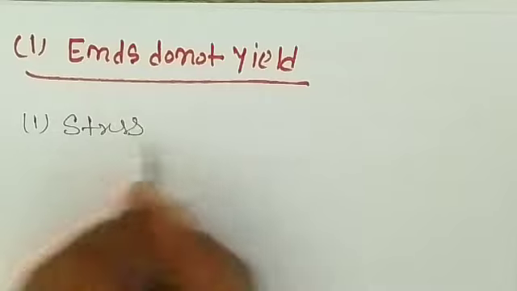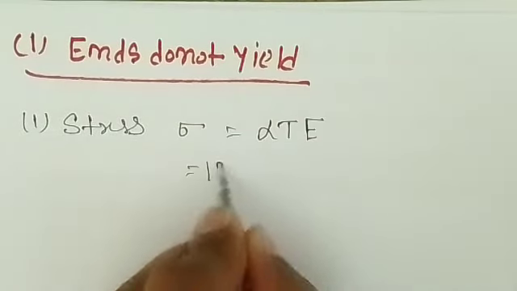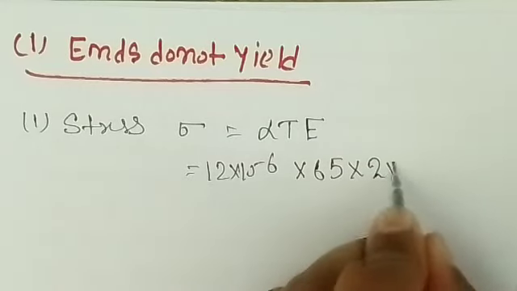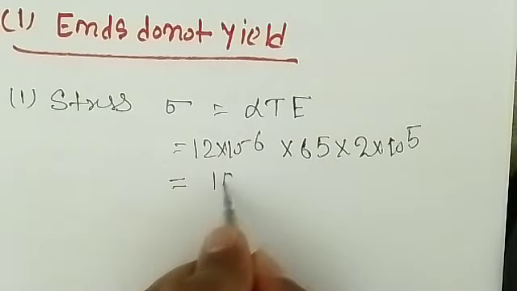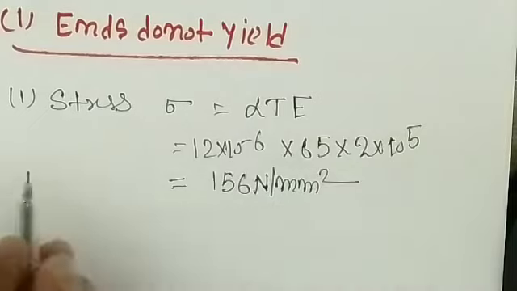First we have to find the stress. Stress sigma is equal to, without yielding, alpha T E. Alpha is 12 into 10 to the power of minus 6, into the rise in temperature 65, and Young's modulus is 2 into 10 to the power of 5 Newton per mm². On calculation, you'll get the value 156 Newton per mm². That is the stress you calculated.